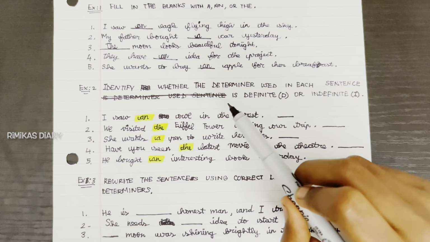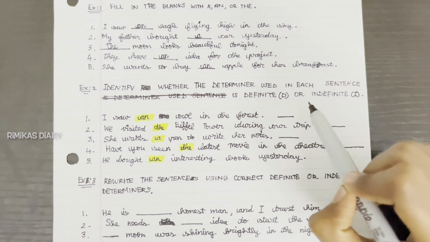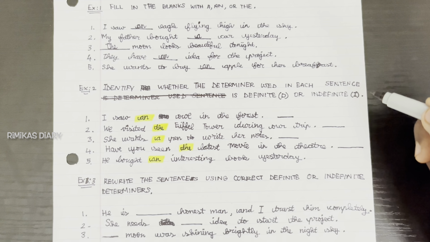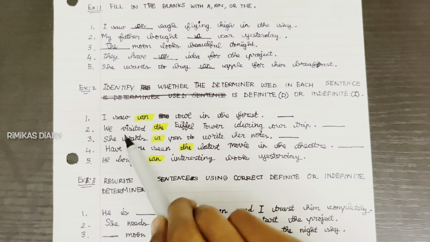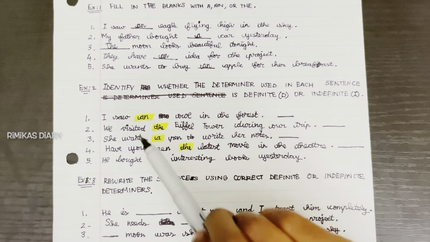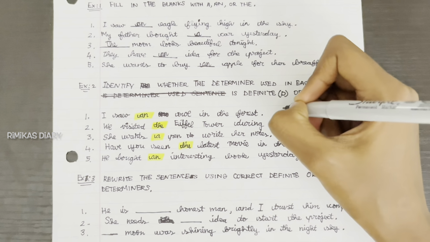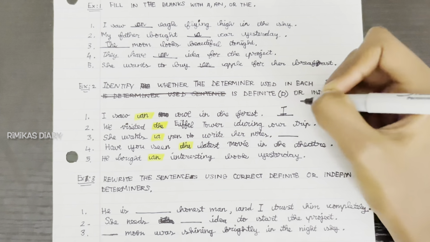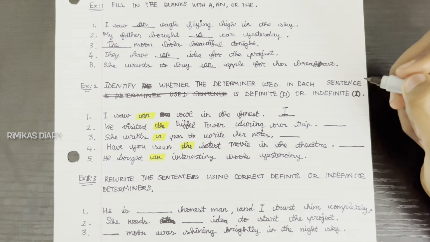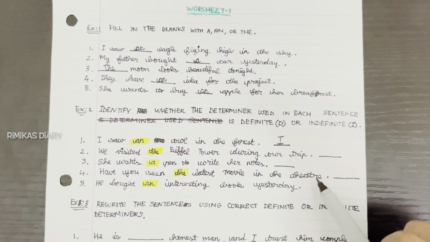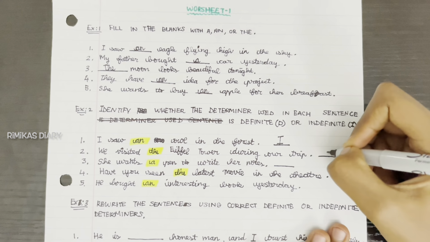Exercise 2. Identify whether the determiner used in each sentence is definite D or indefinite I. So we have to identify the determiner which is definite or indefinite. So I saw an owl in the forest. So here an is indefinite. So I'm putting I, which is indefinite determiner. Second question. We visited the Eiffel Tower during our trip. So here, the is definite.